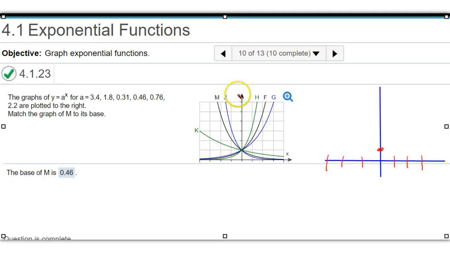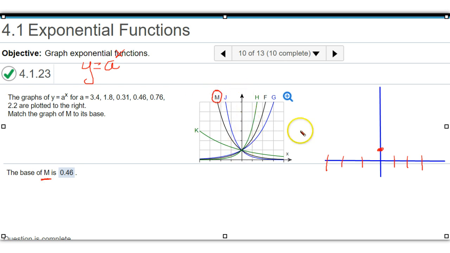One of the kinds of questions you're going to run across is something like this, where you have the function y equals a to the x power, and they're giving these values for a, including this one here, and then they're giving you the graphs of these values. So what they're wondering is which one of these values is the base of the curve for m. Now m is right there.